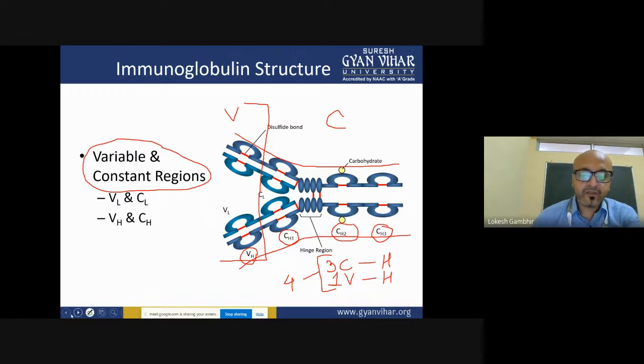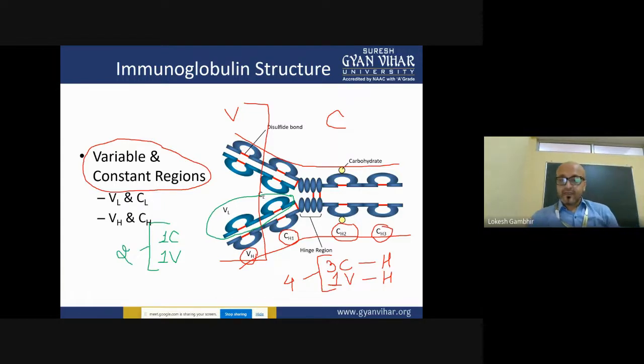Now, when we are talking about your light chain, we are talking about this particular portion and we have two identical copies of this portion. So in the light chain, what we are having is one constant region and one variable region. Thereby, the total regions are 2. So you see, this is how the bifurcation is there.